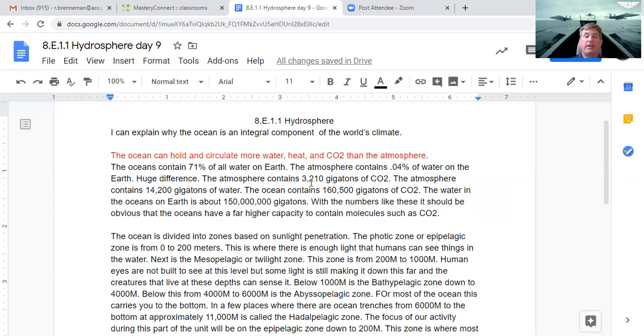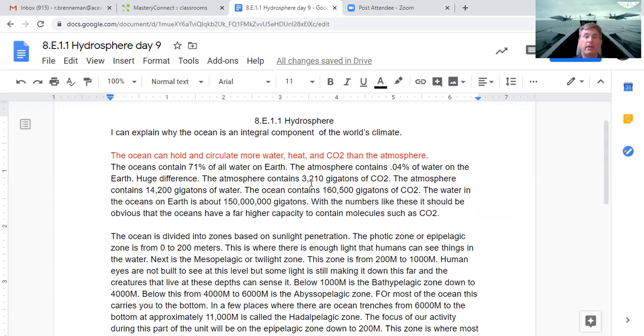The ocean contains 160,500 gigatons of CO2. Let's see, 3,210 versus 160,500. That is a huge difference. The ocean contains a lot of carbon dioxide. Water in the oceans on the Earth is about 150 million gigatons. There's 14,200 gigatons in the atmosphere.